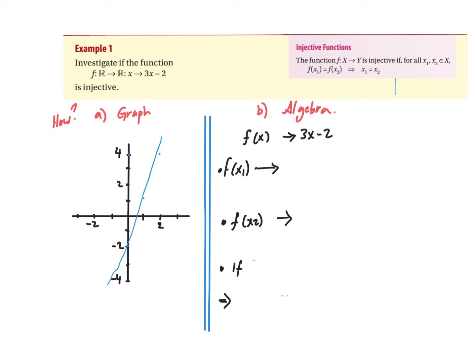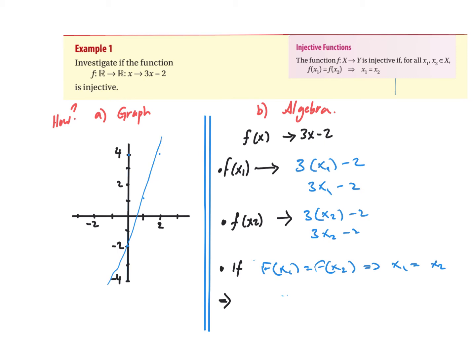Okay, so let's go for this one. First of all, I'll do this in blue. We've got 3 by x1 minus 2, and then f of x2 is 3 by x2 minus 2. I'll just tidy this up. It's 3x1 minus 2, and this is obviously 3x2 minus 2. So what we're going to do then is put them equal together. We're saying that if f of x1 is equal to f of x2, that implies that x1 is equal to x2. That's just from the definition up here.